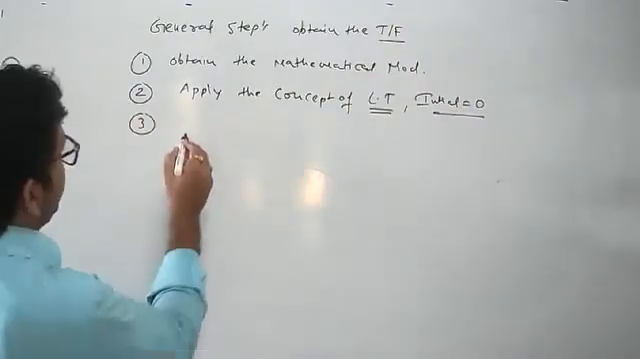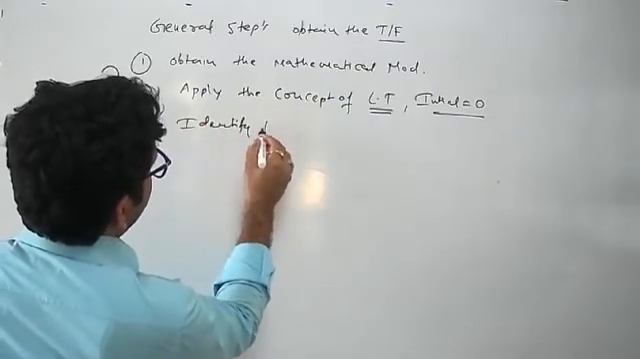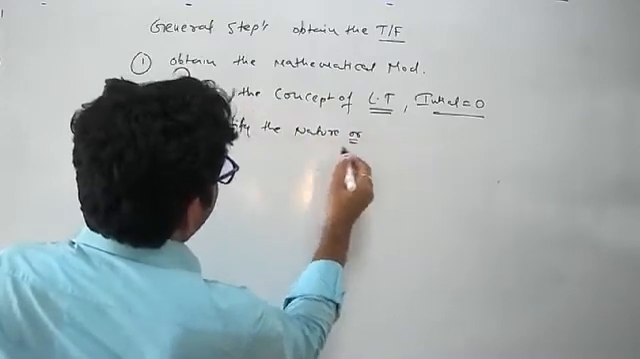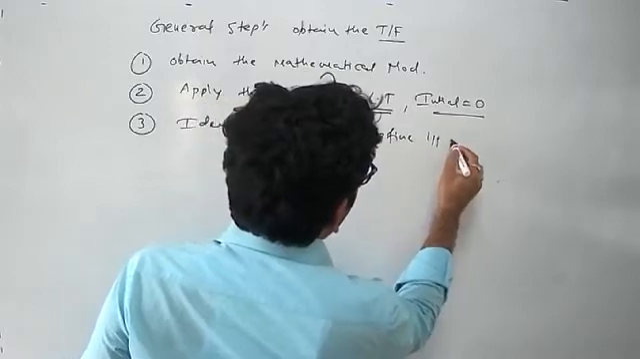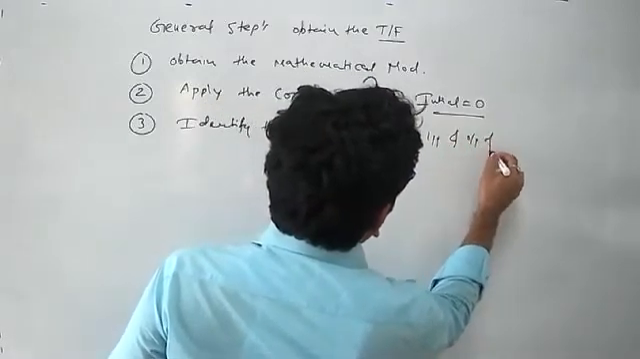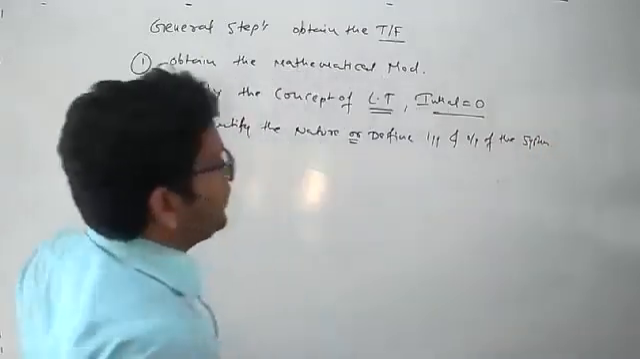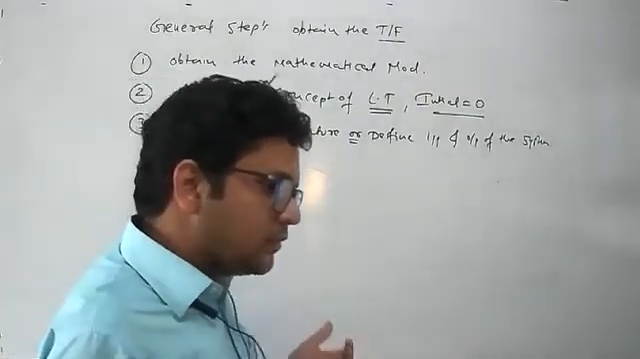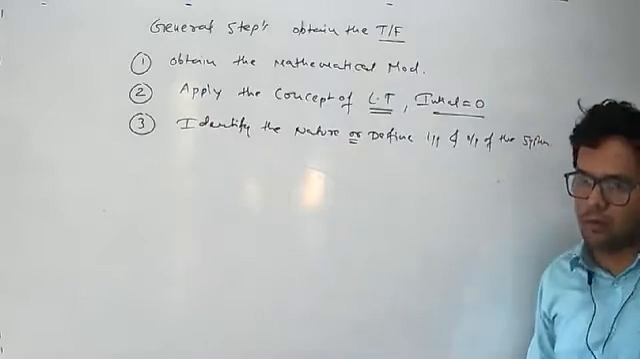Then in step number three, we need to identify, or define, the input and output of the system. So this will be your step number three, because from the definition of a transfer function we know that the transfer function is nothing but the Laplace transform of output by the Laplace transform of input.